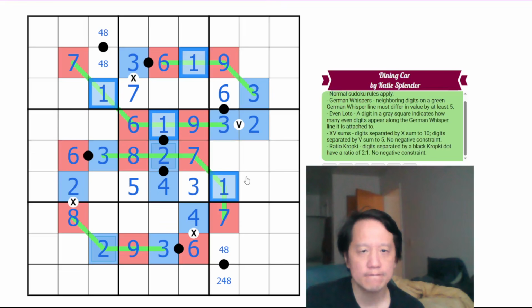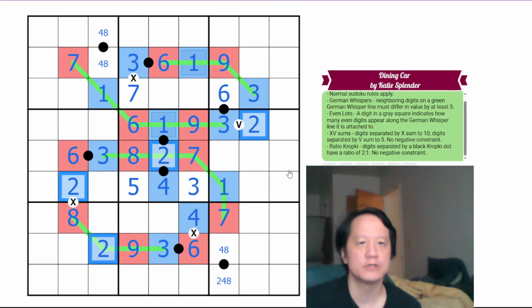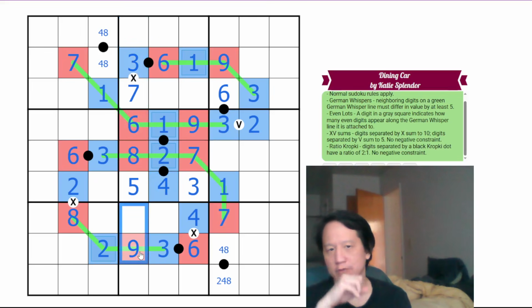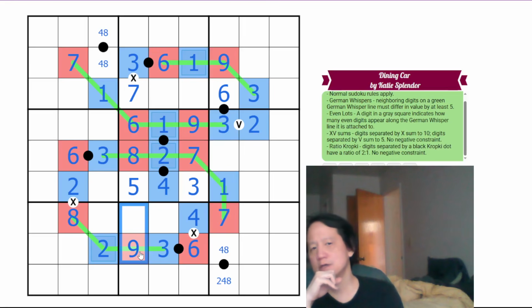Okay. Where should we start with a normal Sudoku? We do have 6 digits in columns, so let's do that. I feel like I'm gonna sneeze. Excuse me.